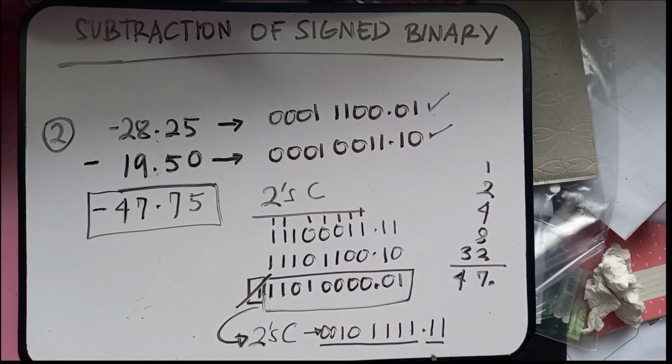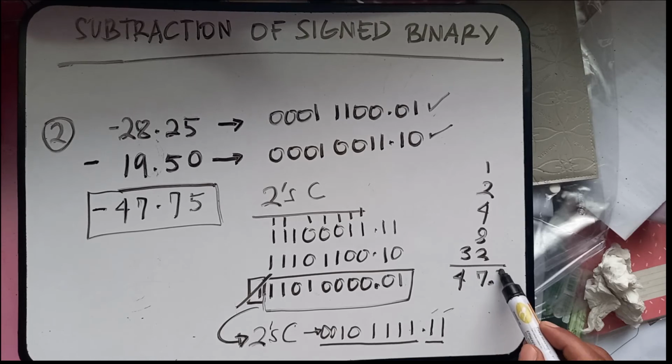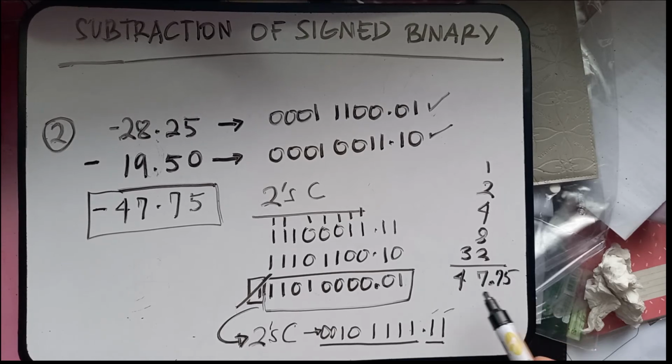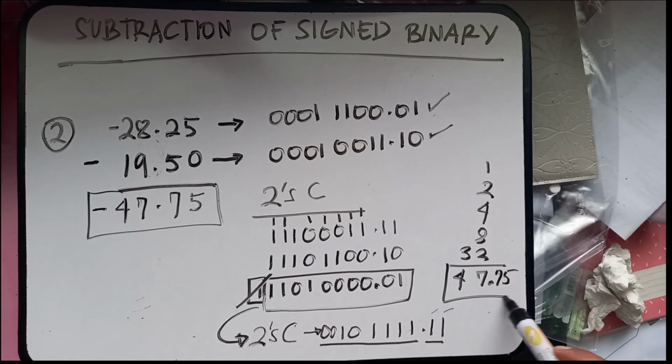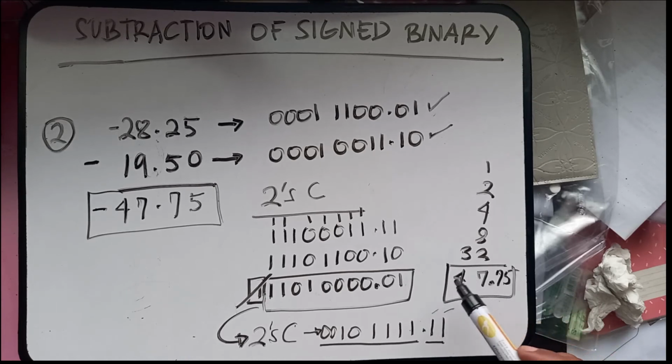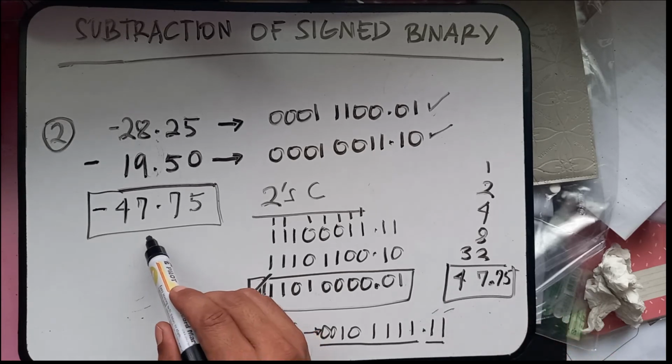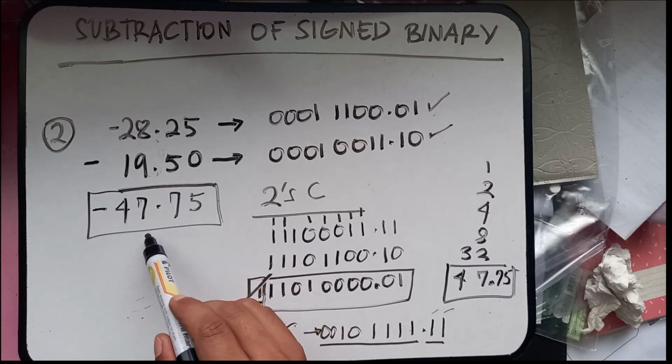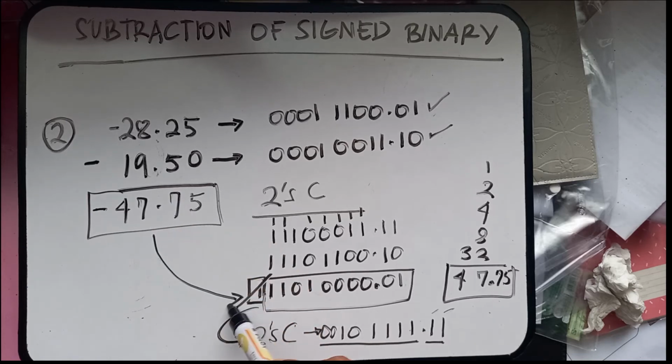How about the fractional part? So that is 0.50 plus 0.25, that is 0.75. This is 0.50 and this is 0.25. So add them together, this becomes 0.75. Okay, so it means that we were able to get a correct answer because this one is equal to this.